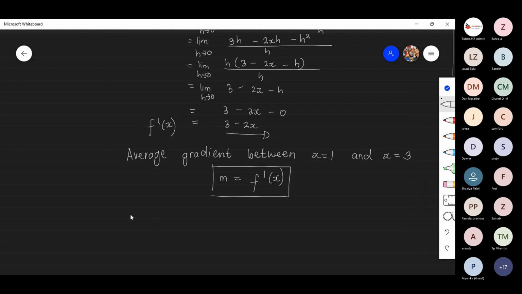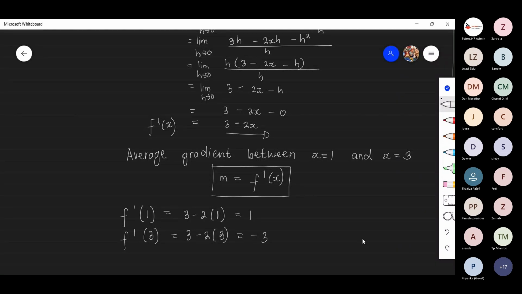So if we want to find the gradient at x equals 1, that'll be f prime of 1, which is then 3 minus 2 into 1, and that will give us 3 minus 2, which will be 1. If we want to find the gradient at x equals 3, that is then going to be 3 minus 2 into 3, that is going to be 3 minus 6, which will be negative 3.